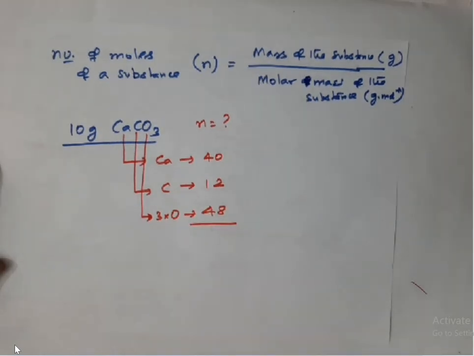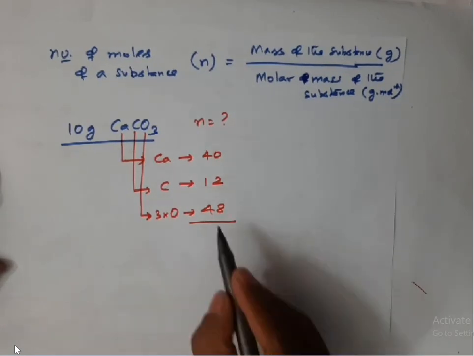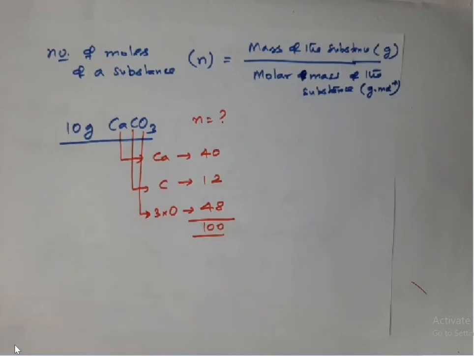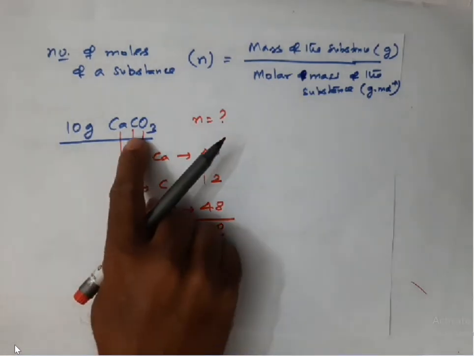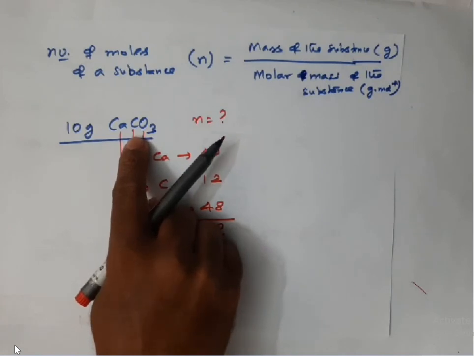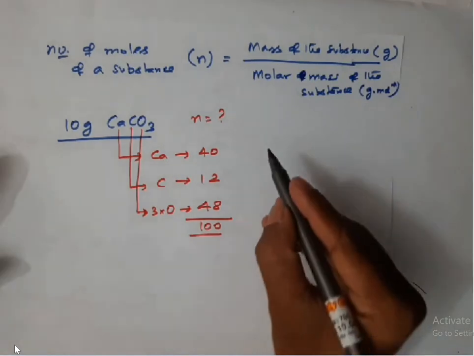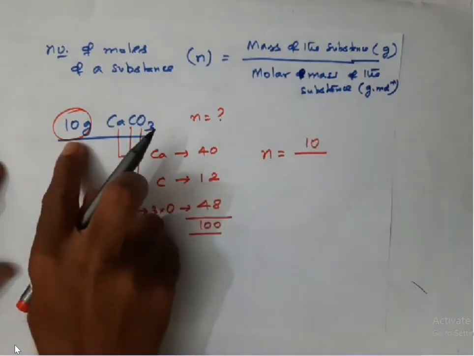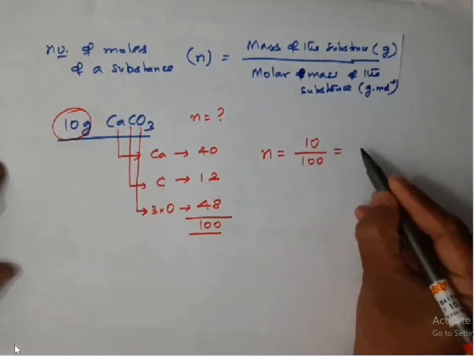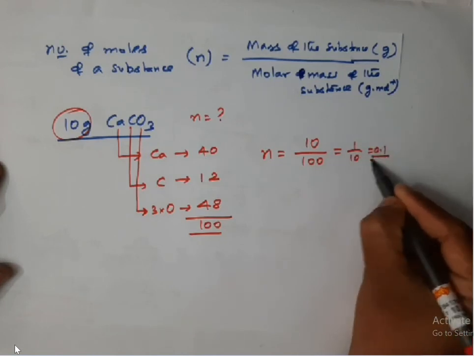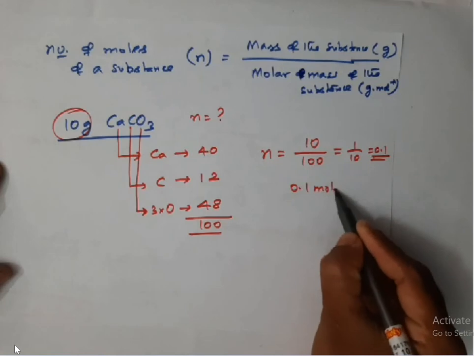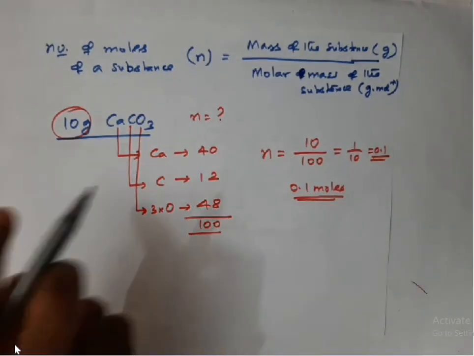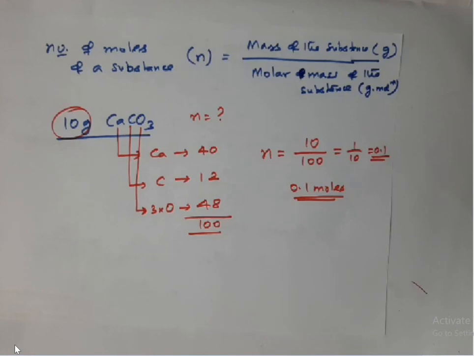So what's the total? 100. Students, remember, this is very, very important. This is the only compound having molar mass 100. If calcium carbonate is given, immediately it should come to your mind that molar mass is 100. Therefore, what's the number of moles? Mass is given as 10 gram, so 10 by 100, which is 0.1. So 10 gram of calcium carbonate contains 0.1 mole of calcium carbonate.